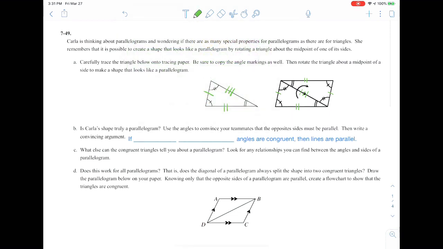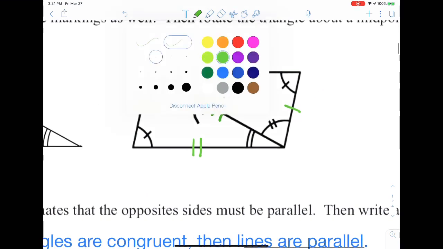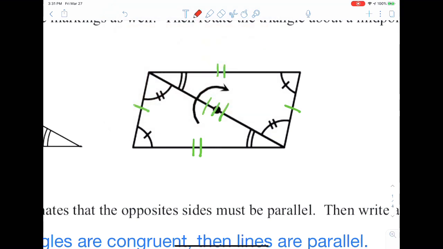If you answered alternate interior, you're correct. Let's take a look. Here, this angle here, and this angle here, with this transversal and these two lines are alternate interior angles. If those two angles are congruent, then those two lines are parallel.